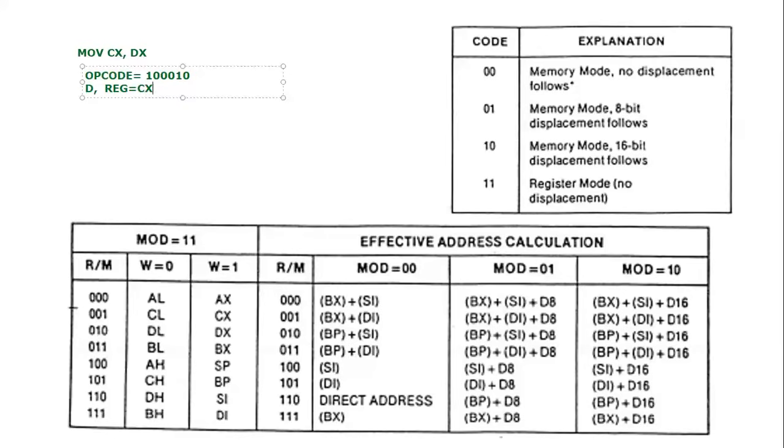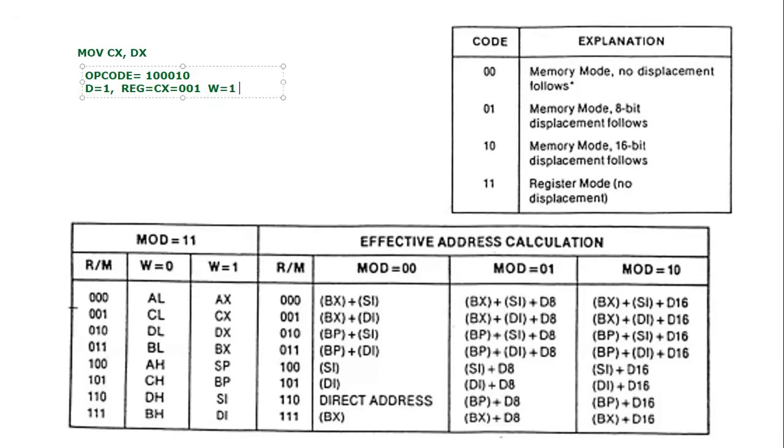So register is equal to cx, and for cx, if you consider this table, the value is 001. And then the D bit would be 1, because now we are considering the register operand as the destination operand, right? So the next thing, we will talk about the W bit. Since cx and dx both of them are 16-bit registers, W will be 1, as it is a 16-bit operation.